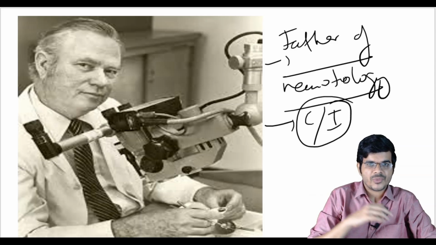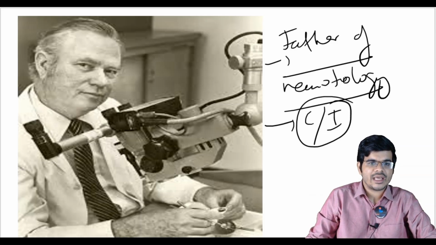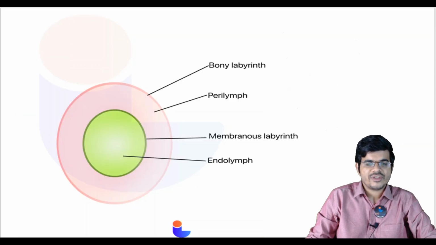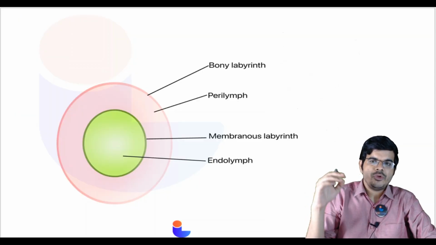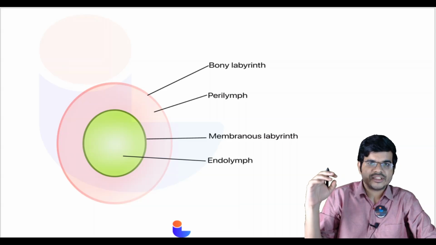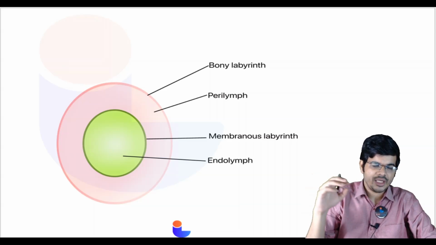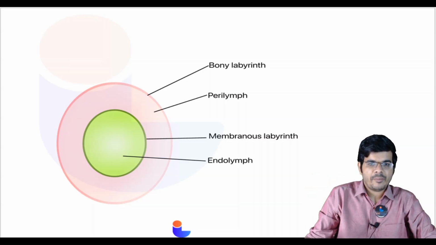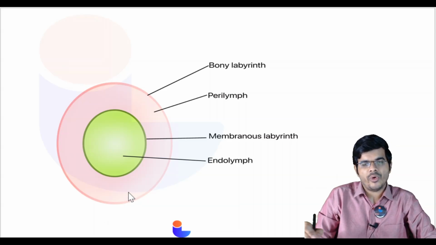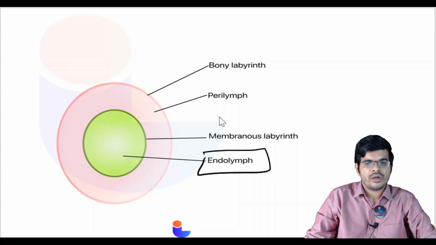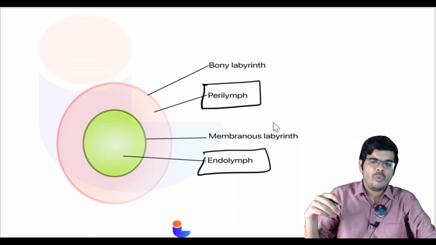Now coming to the development of the inner ear. How does the inner ear develop? First of all, you have to know that the inner ear consists of the bony labyrinth as well as the membranous labyrinth. This membranous labyrinth is seen within the bony labyrinth. Within the membranous labyrinth you have got endolymph, and within the bony labyrinth you have got perilymph. The composition of both is different.